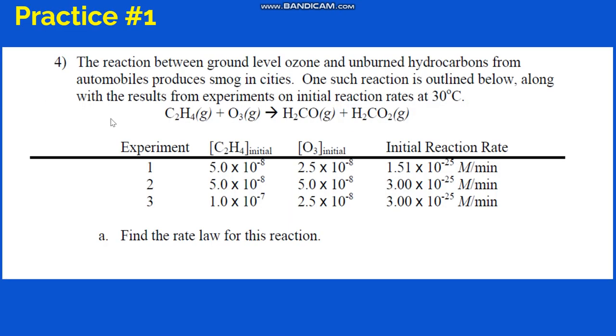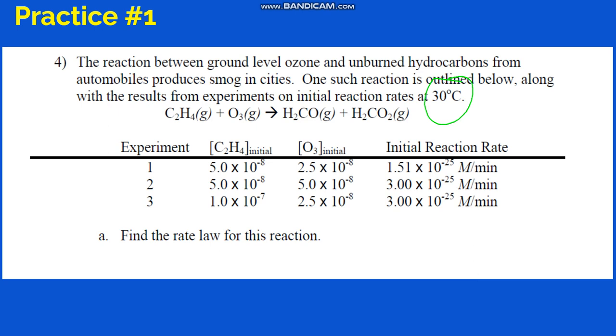This is the practice problem I want to work on. This is something similar to what we did in class. The reaction between the ground level ozone and unburned hydrocarbons from automobiles produces smog. So you see here that the temperature is constant. If we change the temperature, then that would mean that we would change the entire problem. We have to keep something constant.